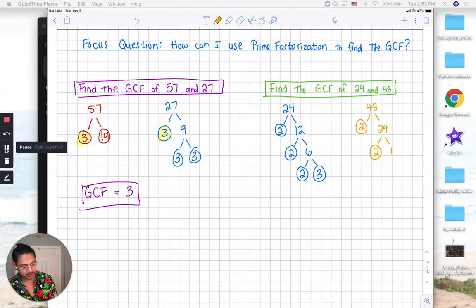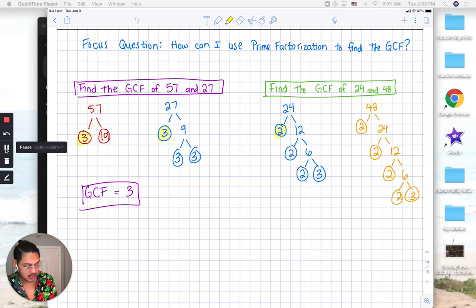2 times 12 is 24. Is 12 prime? No, it is not. The smallest prime number that goes into 12 is 2. It's even, right? Hey, this is starting to look familiar, isn't it? 2 times 6 is 12. 6 is not prime. I can break it down once more into 2 and 3. Okay, remember, greatest common factor. We are looking for the prime factors they have in common. So, I'm going to take a look.